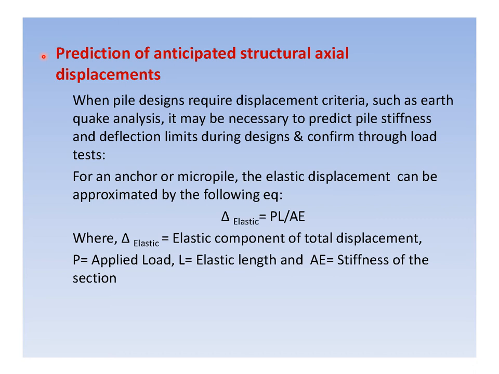Prediction of anticipated structural axial displacement. When pile designs require displacement criteria such as earthquake analysis, it may be necessary to predict pile stiffness and deflection limits during design and confirm through load test. For an anchor or micro pile, the elastic displacement can be approximated by this equation, where delta sub elastic is the elastic component of total displacement, P is the applied load, L is the elastic length, and A times E is the stiffness of the section.